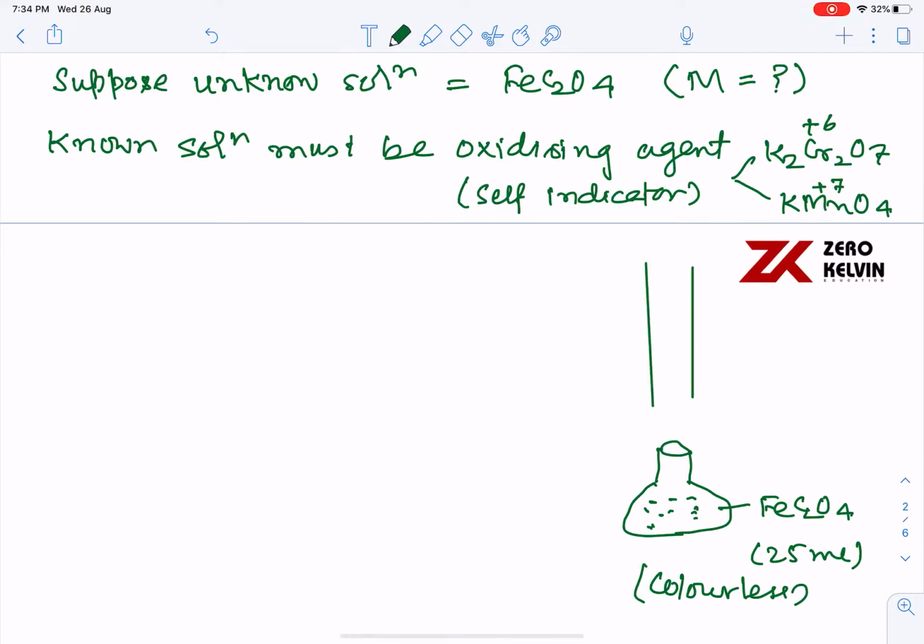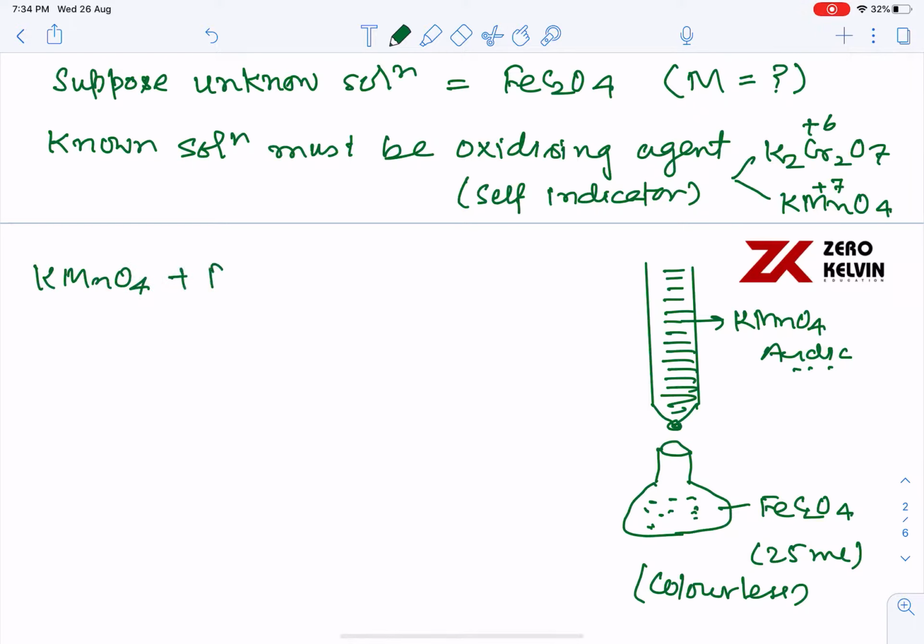From the burette I have to add, say, KMnO4. And this is an acidic medium. Acidic medium, we are already using H2SO4 or HCl here, so that the medium is acidic. So the concentration of FeC2O4, that is the molarity, we have to find out, and KMnO4 we are adding from this burette. As soon as we add KMnO4 to ferrous oxalate, we must know the reaction.